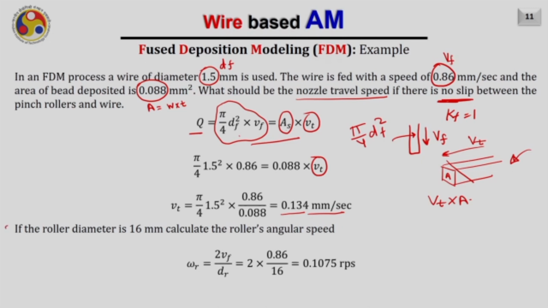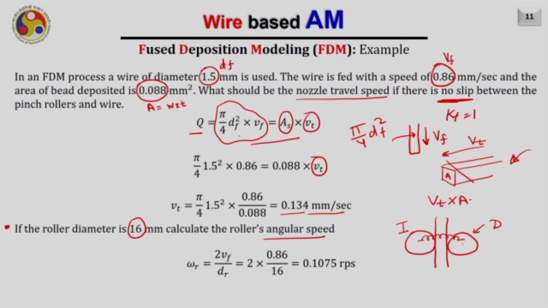Also, it is now asked that if the roller diameter is 16 mm, calculate the roller's angular velocity. It is not given how many rollers are the driving rollers, so assume that there is one idler roller and another driving roller. Only one driving roller is there, and they are both connected with a spring and applying sufficient pressure to the wire, but this pressure is just sufficient to push the wire without any slip or crushing it.